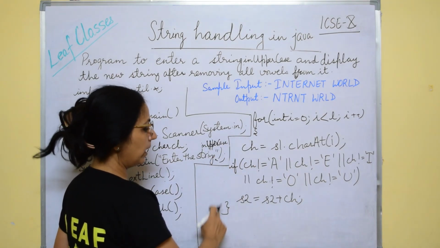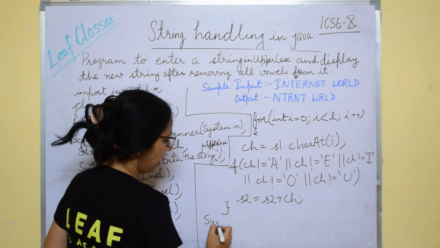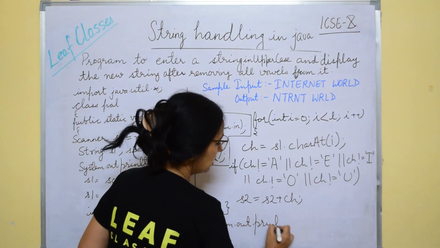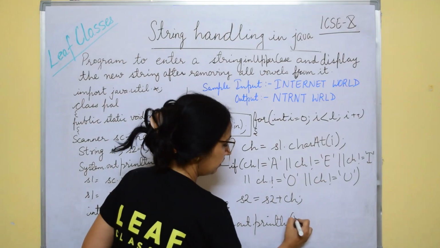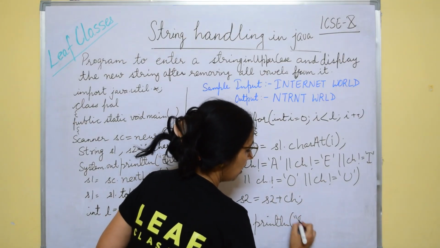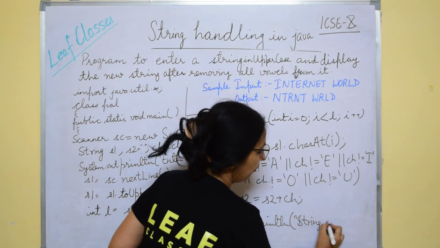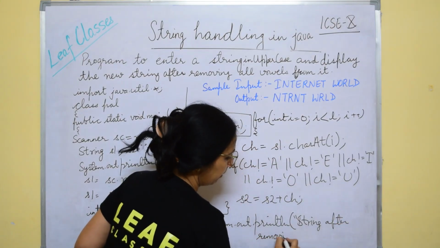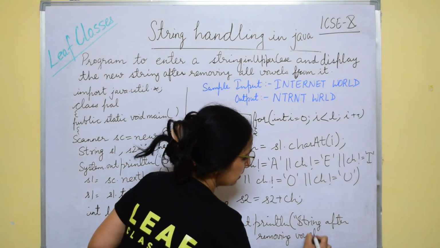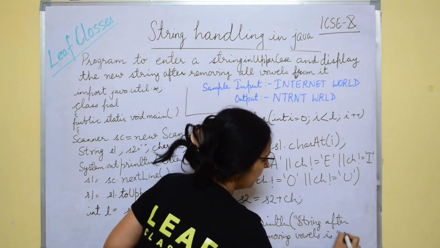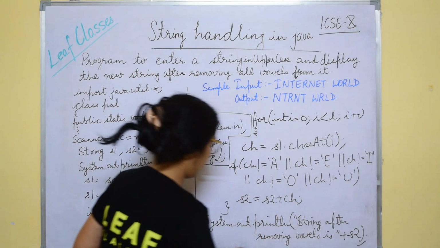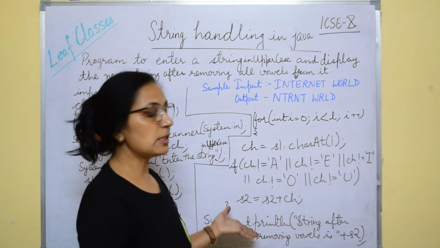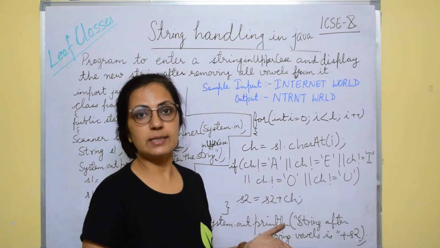And after doing this, we will print System.out.println, string after removing vowels is plus S2, and then you close main and then you close class. So this program also, I think, is clear to you.